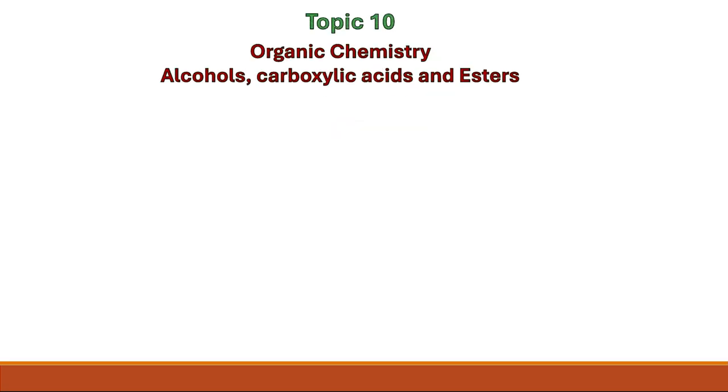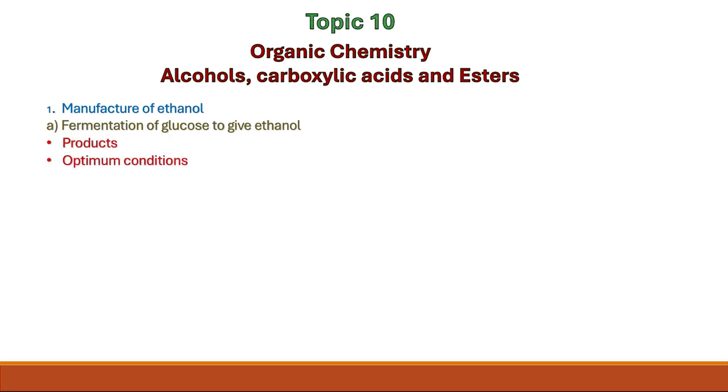Topic 10 is organic chemistry. The topics that will most probably feature in your exams are alcohol, carboxylic acids, and esters because hydrocarbons usually come in paper 1. So you should know the different ways of manufacturing ethanol. First one is the fermentation of glucose to give ethanol. So glucose gives you ethanol and carbon dioxide. You should know the products and you should know the optimum condition, which is a temperature of 30 degrees and under anaerobic conditions or in the absence of air to prevent the further oxidation of ethanol to ethanoic acid.